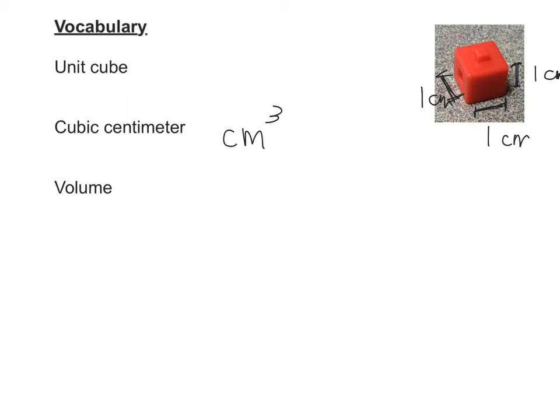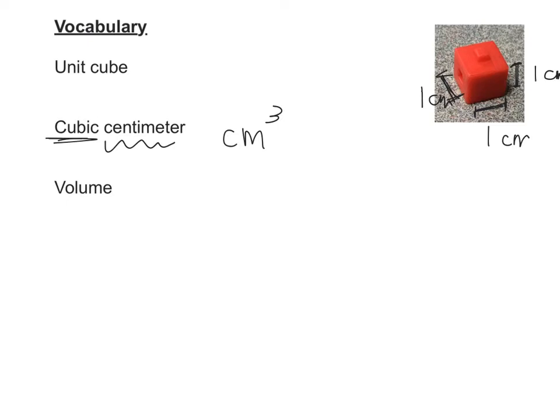So we measure volume using cubic centimeters because volume has 3 dimensions. Your solid takes up a certain amount of length, a certain amount of width, and a certain amount of height. So because there are 3 different dimensions, otherwise known as 3D, right, 3 dimensions, we measure it using cubic units. And in this case, we're using centimeters as our unit.